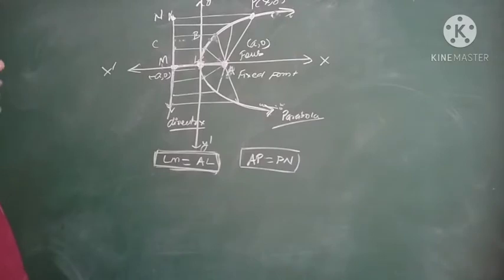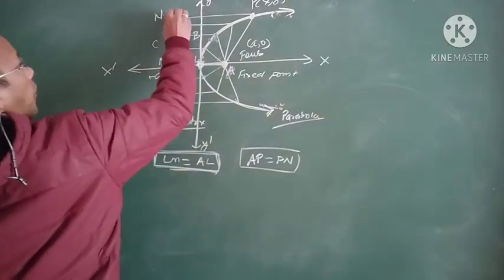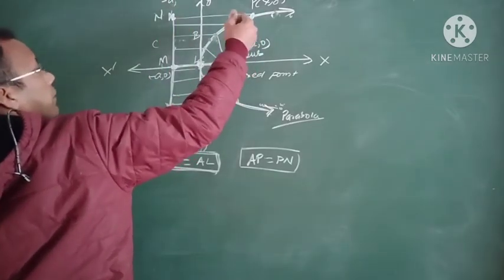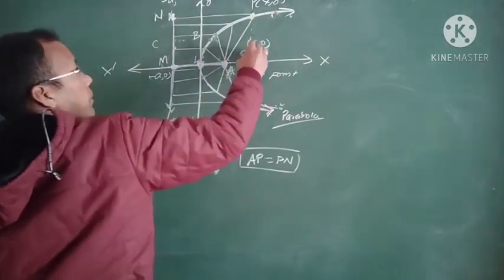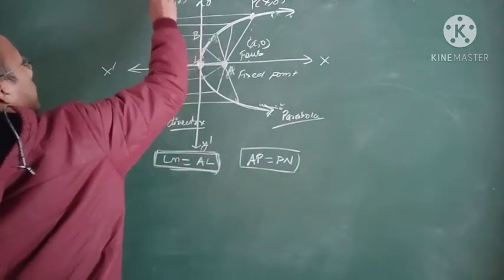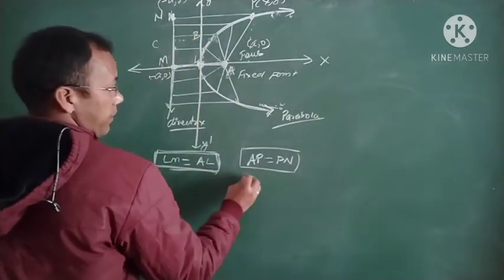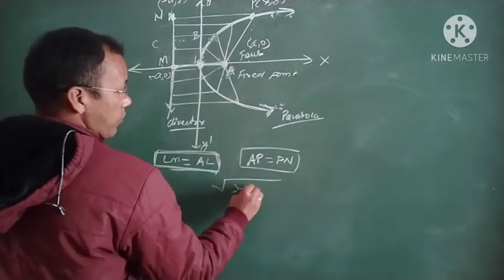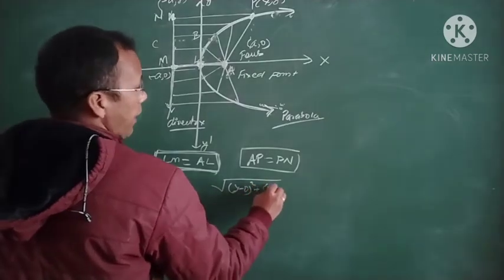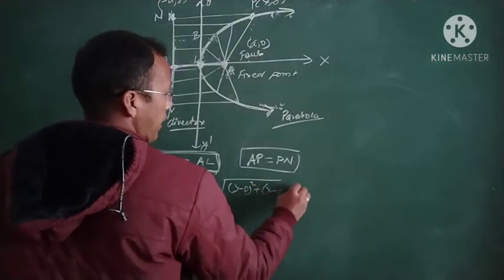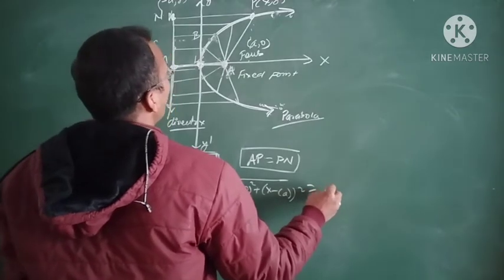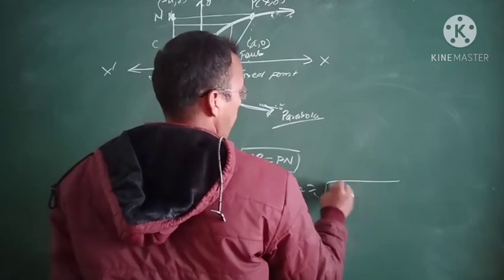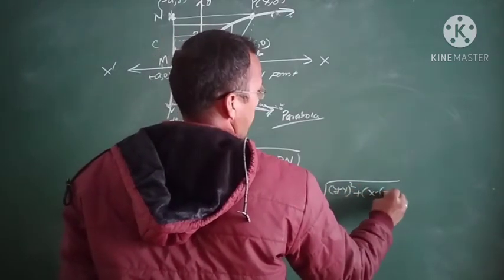And the distance PN: the point here is (minus a, y). Let the perpendicular distance be y. So this is (minus a, y). Now AP is the square root of (y minus 0) whole squared plus (x minus a) whole squared, and this is equal to PN, which is the square root of (y minus y) squared plus (x plus a) whole squared.